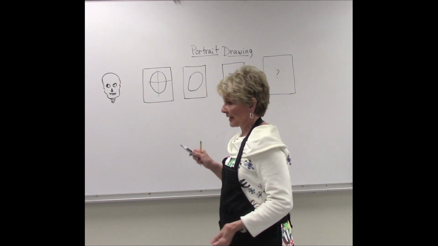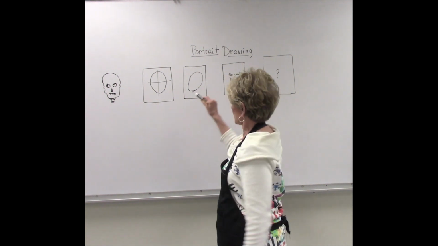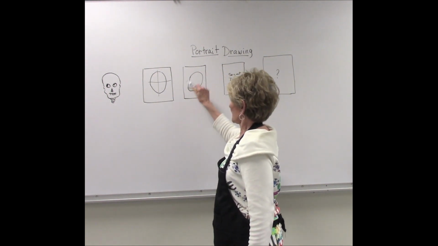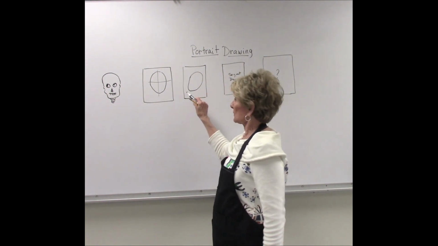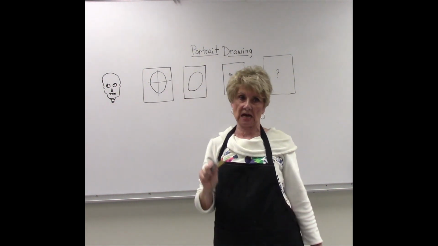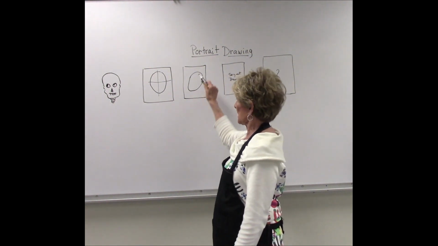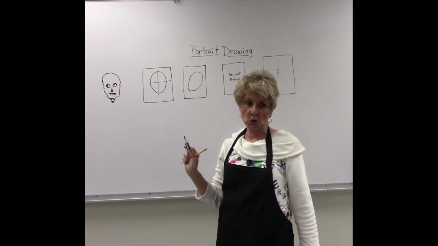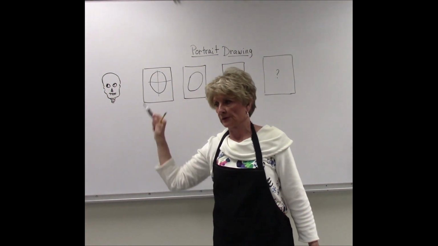Okay, so now I want you to draw on this format, I want you to draw kind of a weird oval with the chin kind of up this way, because we're going to do a side view. And so from the side view, the chin is kind of forward. So you make a weird oval.